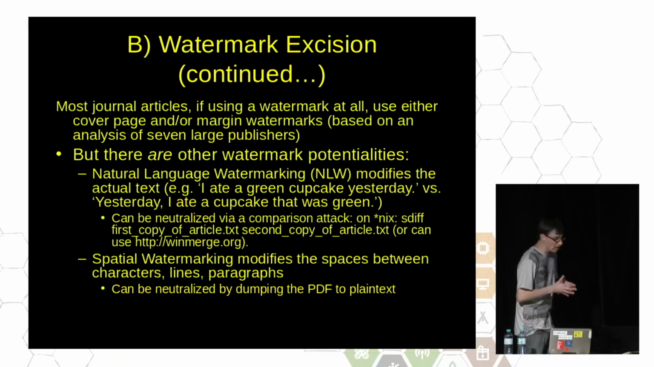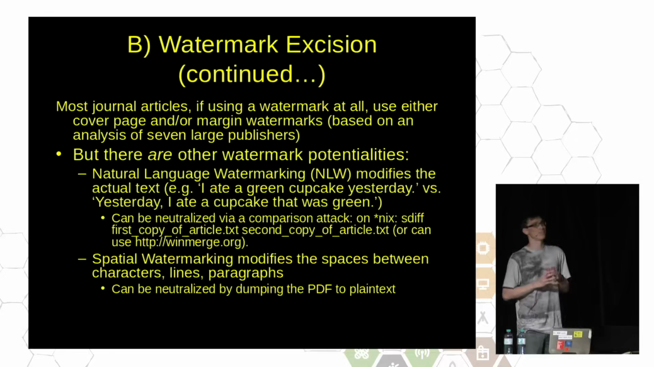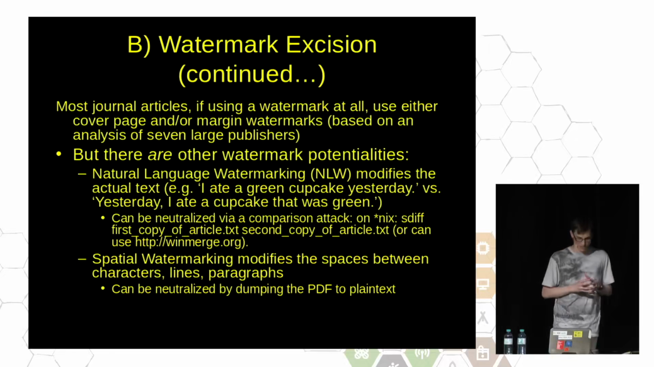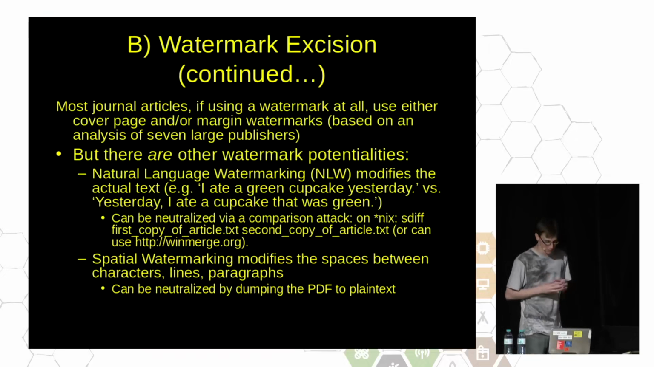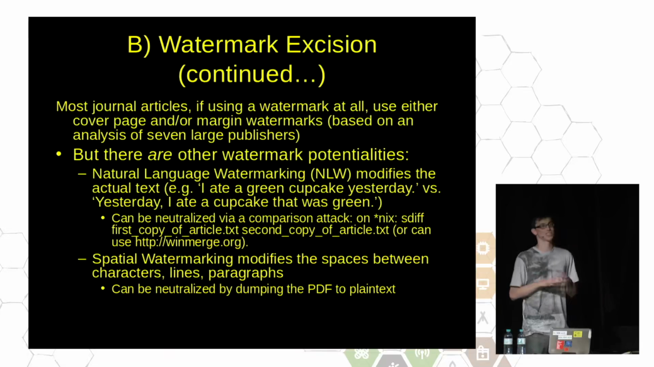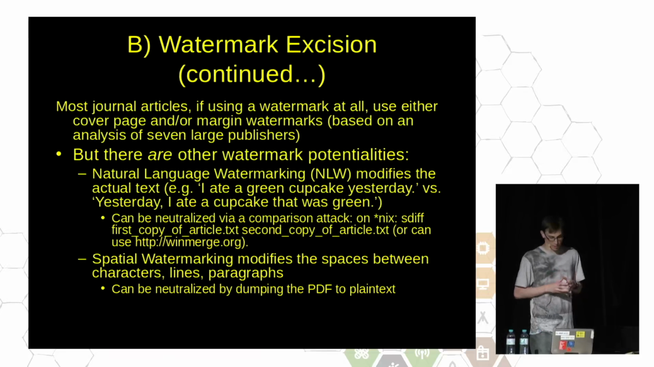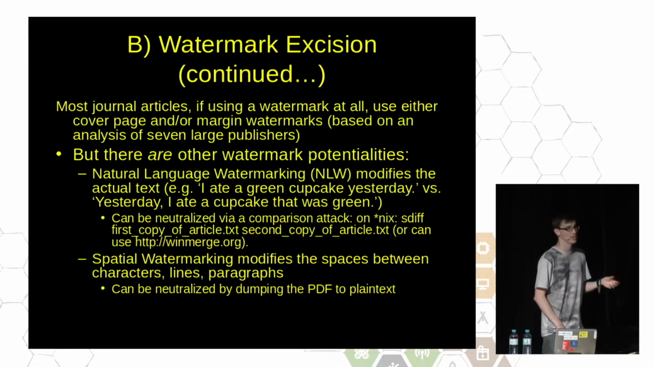So that was the very basic kind of watermarking that we can encounter. There are other much more sneaky watermarks that publishers may potentially put in. The first is known as natural language watermarking, or NLW. The way that NLW functions is instead of adding extraneous information into the article, it modifies the actual syntax of the article itself. So a very basic example you see up here would be one iteration of an article would say, I ate a green cupcake yesterday. Another one would say, yesterday I ate a cupcake that was green, or yesterday I ate a green cupcake, and so on and so forth.